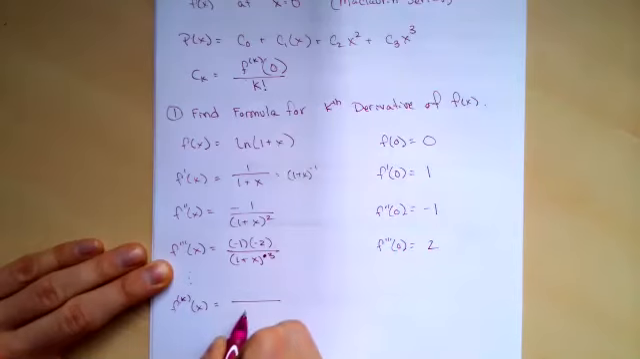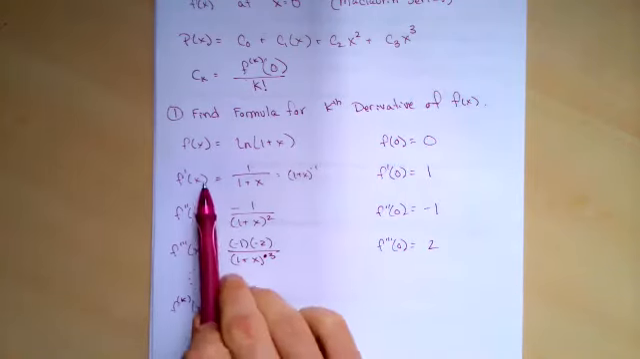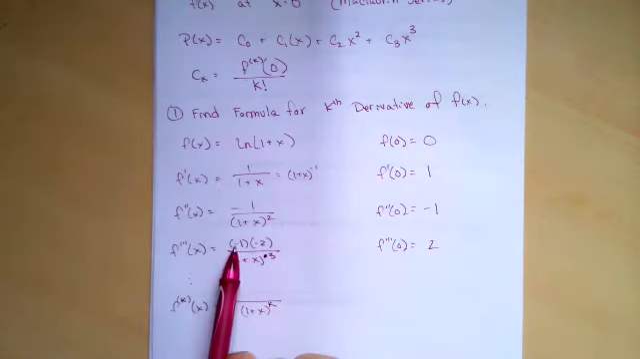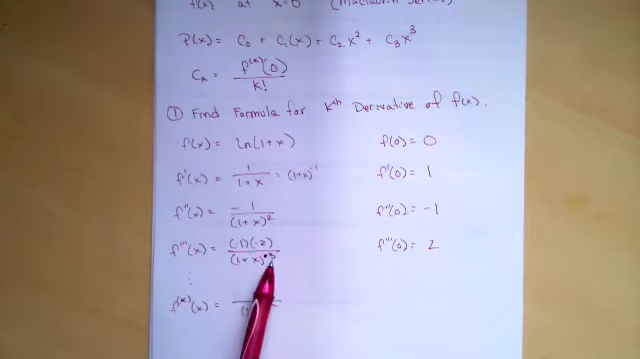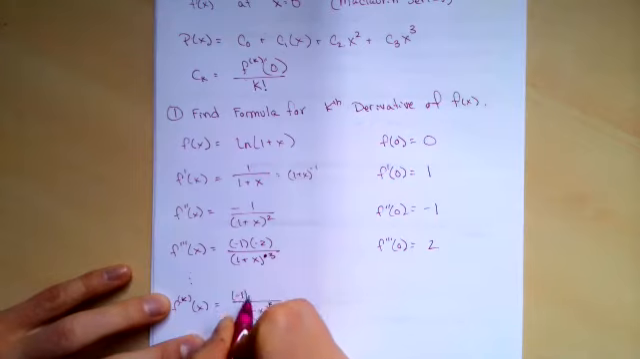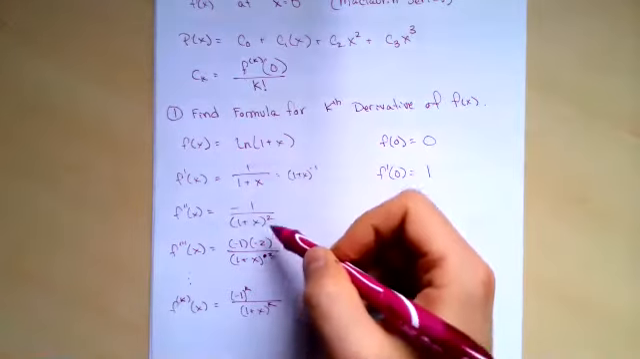So I know that the kth derivative should have this 1 plus x to the k. And then what are the constants doing? Well, my first derivative is positive. Second derivative is negative. Third derivative, back to positive. Because I'm multiplying by these successive negative exponents every time I take a derivative, we should have something like a minus 1 to the k. That'll give us an alternating sequence.